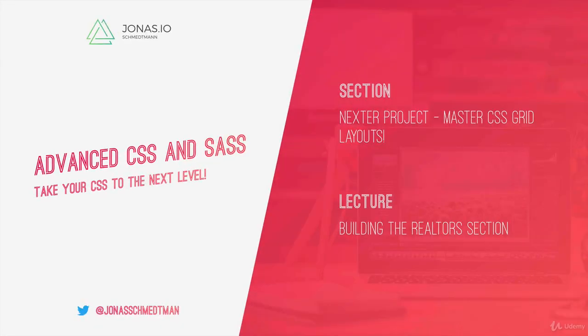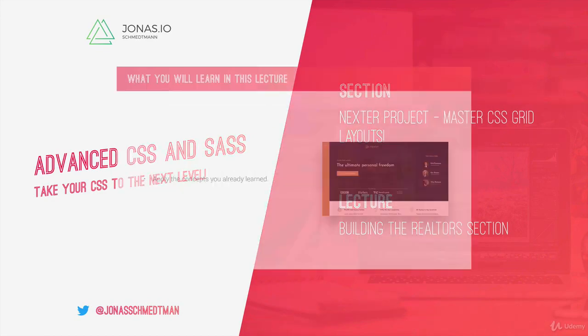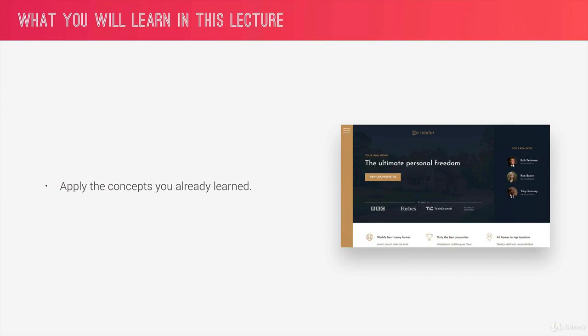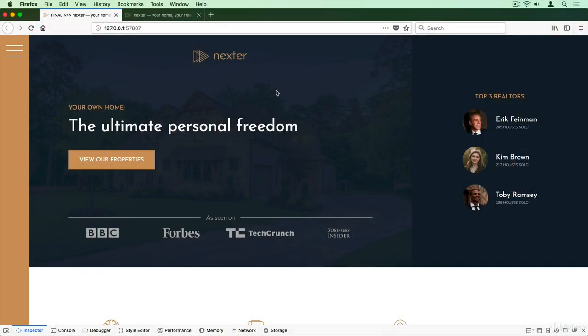Hi there! This video is about building the realtors section, which is the last part of our project. Once more, in this video we are going to apply what we already learned in all the previous lectures, so this video is going to be pretty straightforward. All we have to do is put these items here on a grid, and then of course add this small title here. But that should be pretty simple, right? So we will lay out these items in a 2x3 grid. Okay, so each line for each of these realtors.